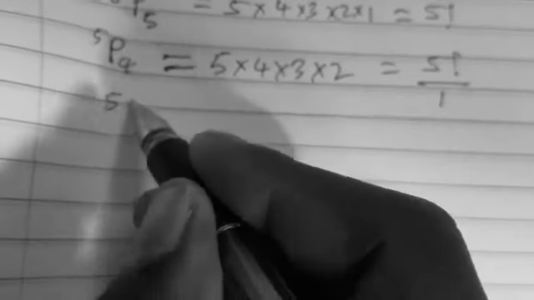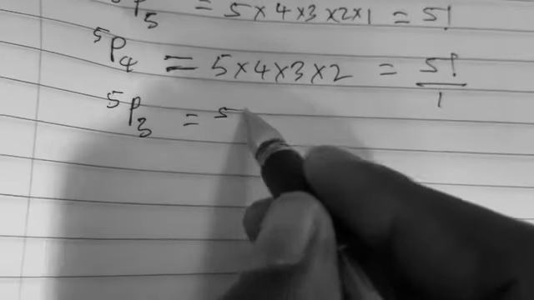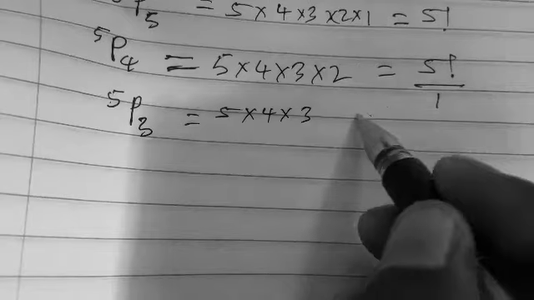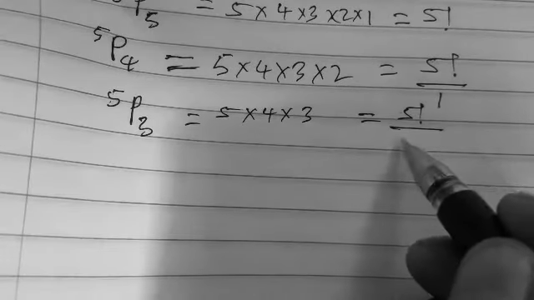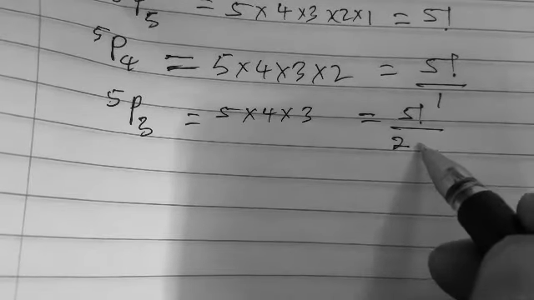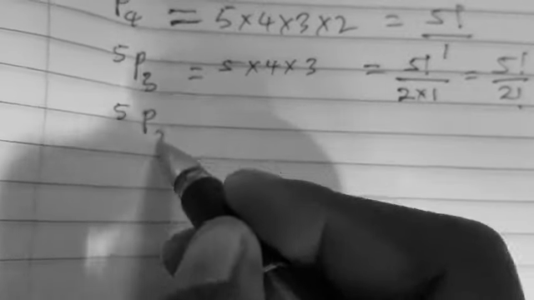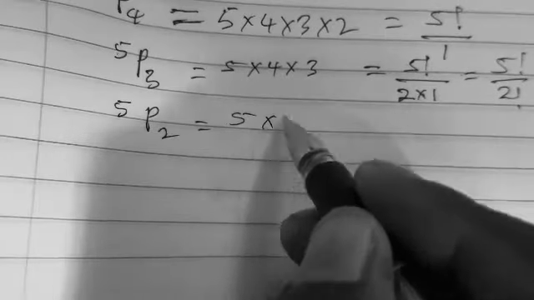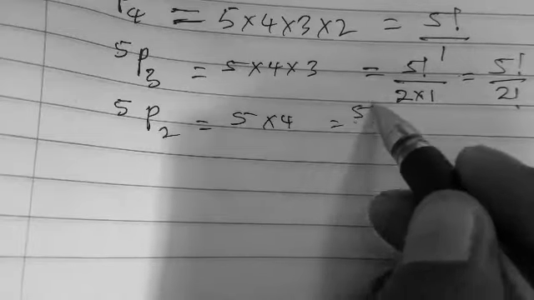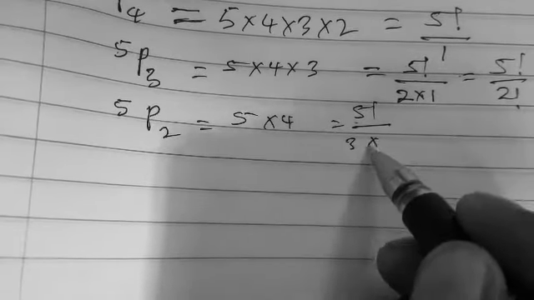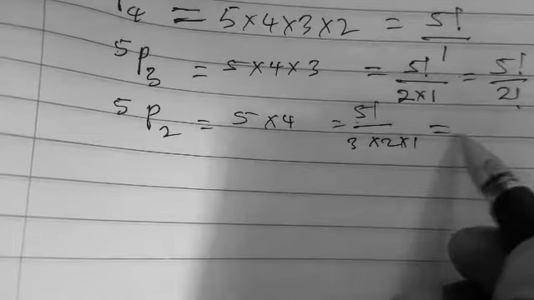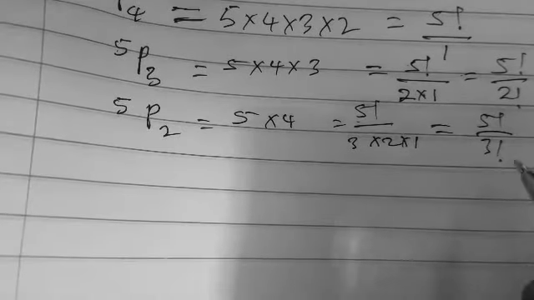Amma idan muna da misali 5 permutation 3, this is the same thing as 5 times 4 times 3, which is equal to 5 factorial over 2 times 1, which is equal to 5 factorial over 2 factorial. Haka idan muna da 5 permutation 2, zamu samu 5 times 4, which is equal to 5 factorial over 3 times 2 times 1, which is equal to 5 factorial over 3 factorial.